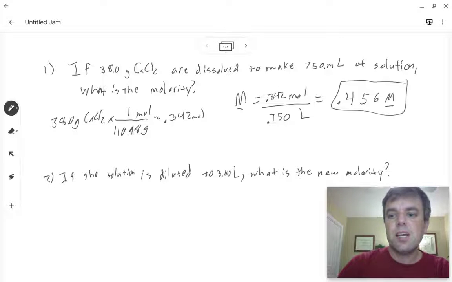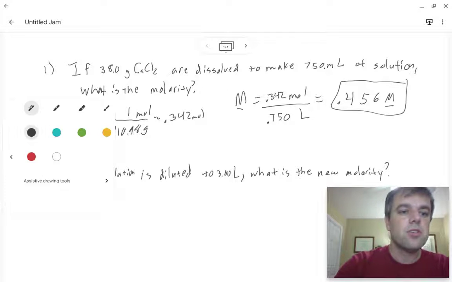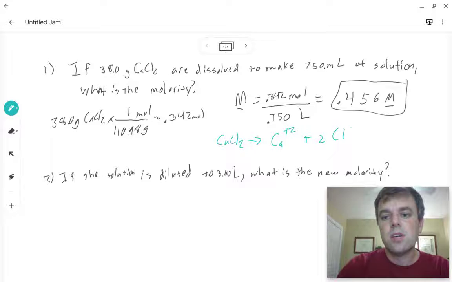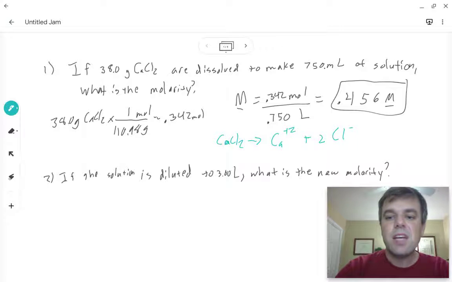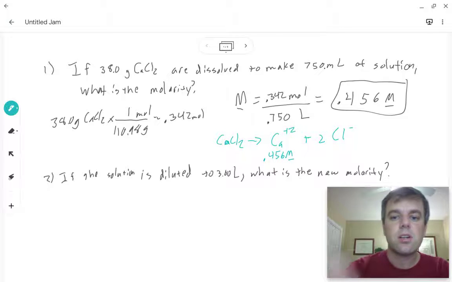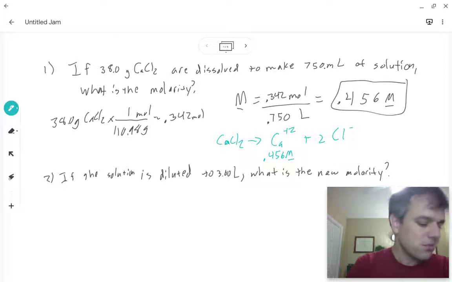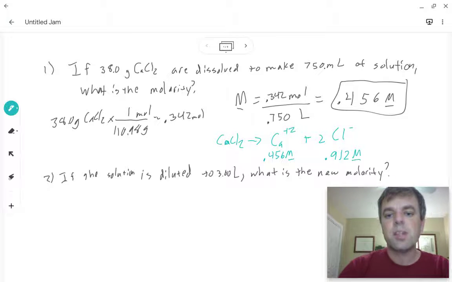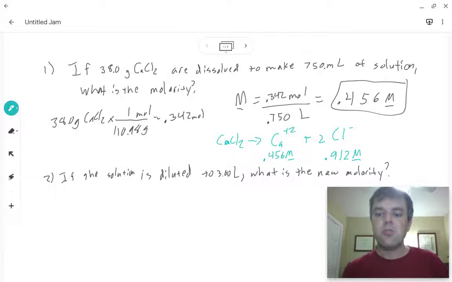Now, what's interesting about this is when calcium chloride dissolves, it will dissolve to make calcium ions plus 2 chloride ions. So the molarity in solution of calcium ions is going to be 0.456 molar, because for every calcium chloride you get a calcium ion. The molarity of chloride ions would be 0.912 molar, because for every calcium chloride you get 2 chlorides.